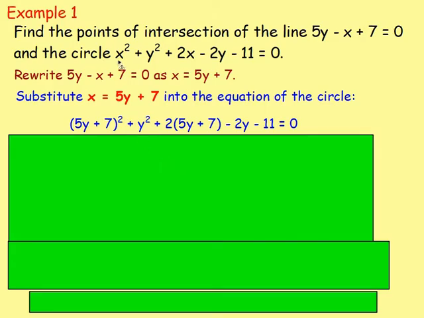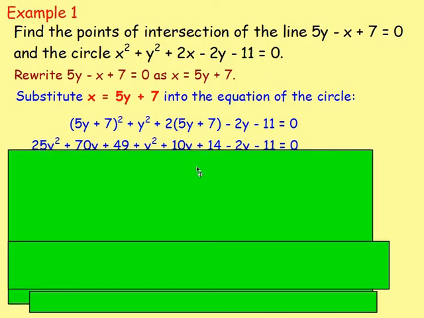So we know what x is equal to. Instead of x squared, we'll have 5y plus 7 all squared, then plus y squared, then plus 2 times the 5y plus 7, then take away 2y, take away 11 equals 0. From there, multiply out the brackets.